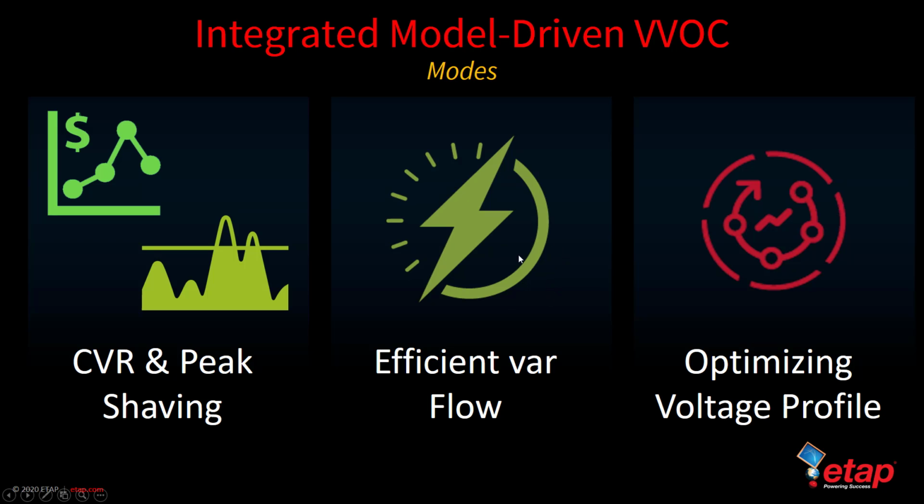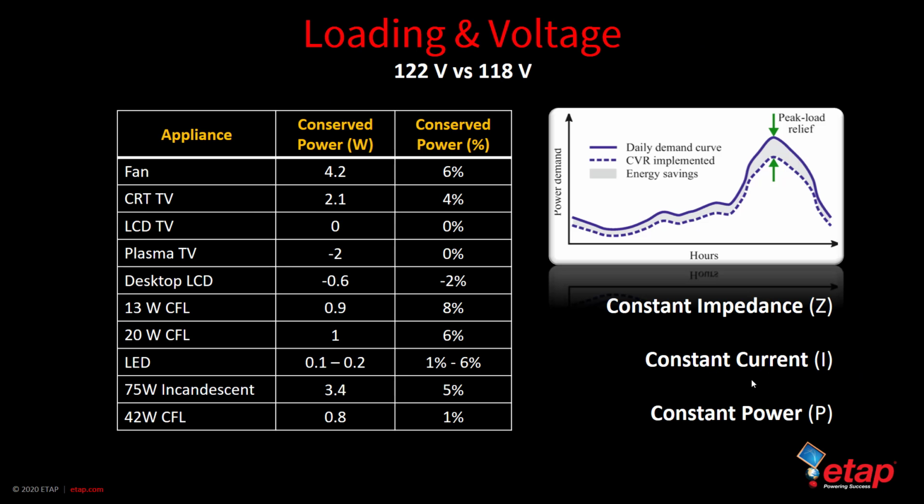Minimization of power loss, or efficient VAR flow, implies minimization of the reactive power flow from upstream sources by using localized switch capacitors and other VAR control devices, therefore reducing the reactive power losses throughout the feeder. Optimization of voltage profile allows a flatter voltage profile, should it be chosen to be done so. In our discussions, we'll focus a little bit more on CVR, or conservative voltage reduction.